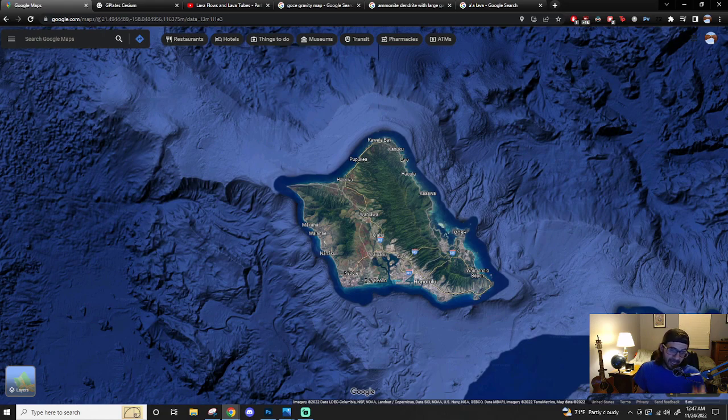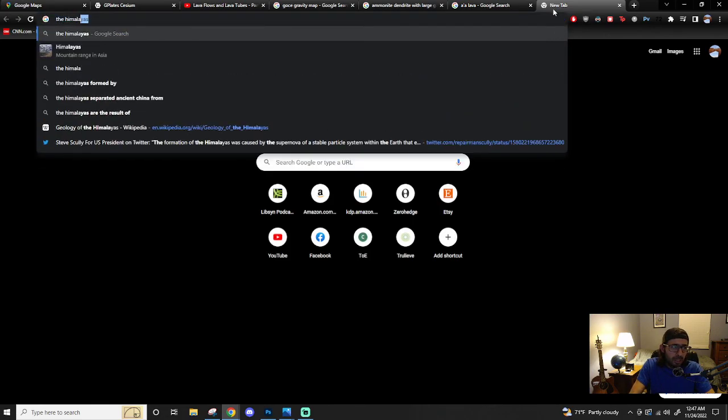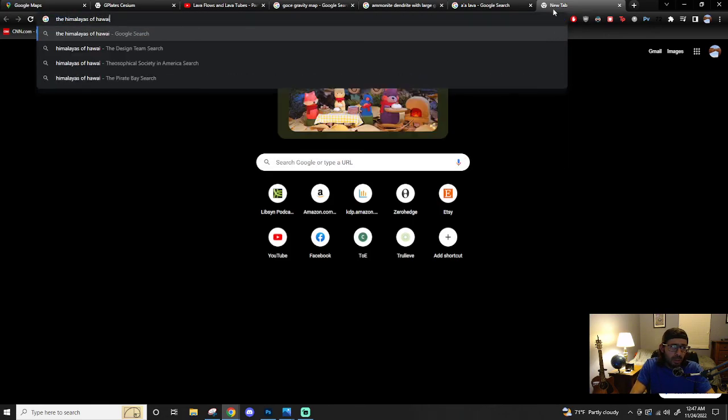The Himalayas of Hawaii. That's what I'm going to call it, something of that nature. The Himalayas of Hawaii. Let's make sure before I do that.